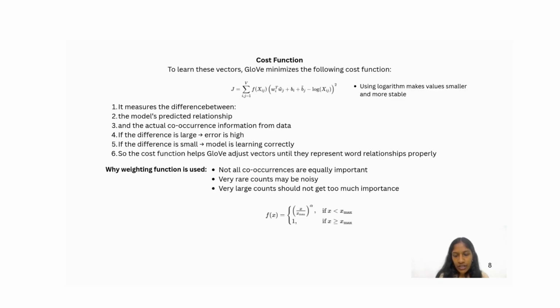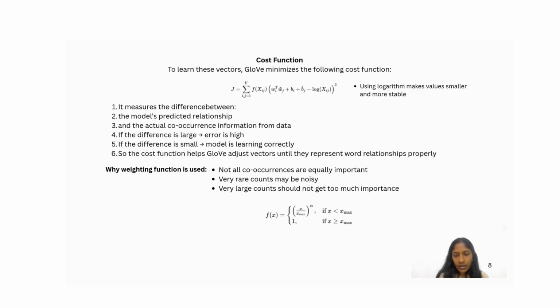This weighing function assigns different importance to different word pairs. For example, very rare co-occurrences are given low weight since they may not be reliable. Extremely frequent co-occurrences are also down-weighted so they don't dominate the model. This creates a balance. The model focuses more on moderately frequent and meaningful relationships, which are often the most informative.